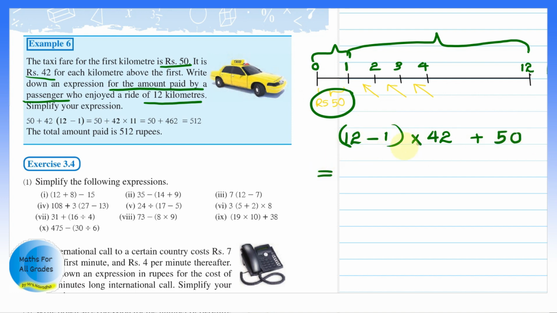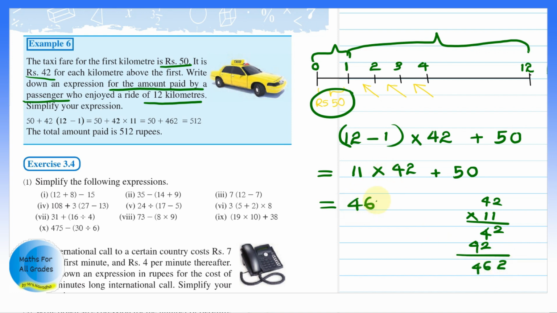Let's simplify it. You see here brackets, multiplication, addition. First you go for the brackets. 12 minus 1 equals 11. 11 times 42 plus 50. Now 11 times 42. Let's see. 1 times 2, 2. 1 times 4, 4. Again here 42. Take the sum, you will get 462. 462 plus 50 is 512. Finally, you can write down the total amount paid is 512 rupees.